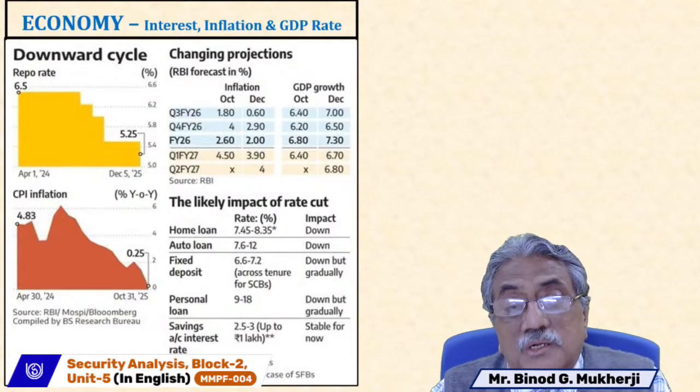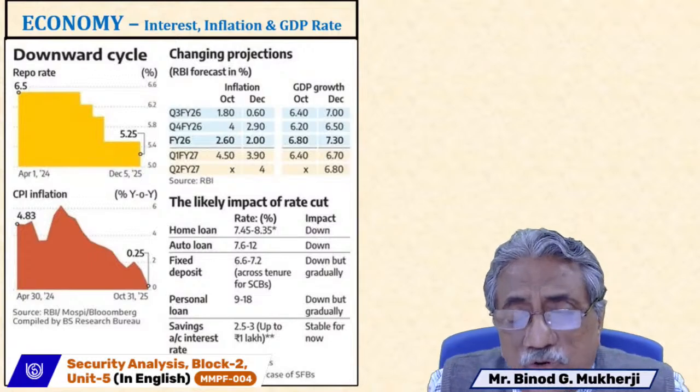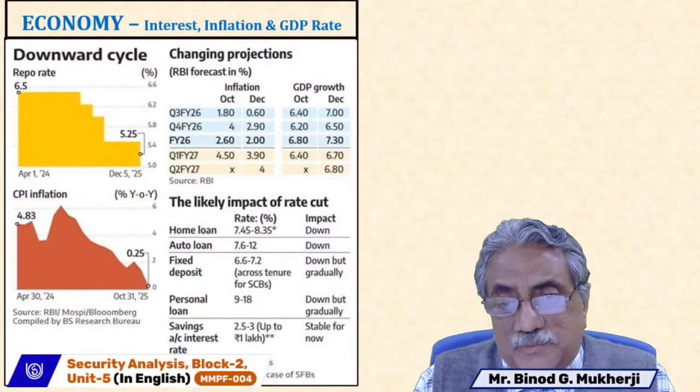But as of now, the broad review of the Indian economy shows very encouraging signs for investments.